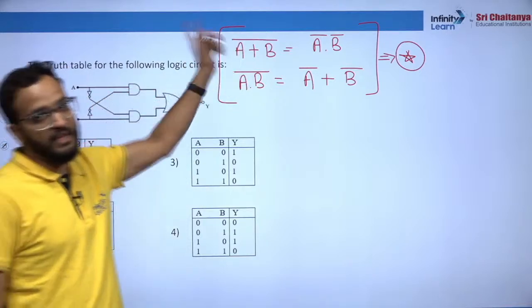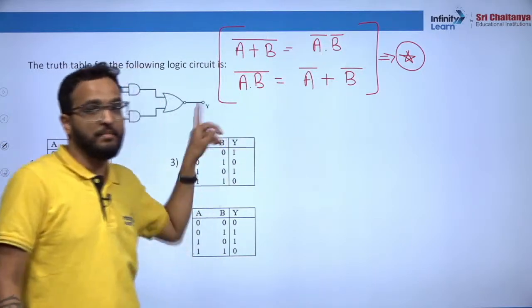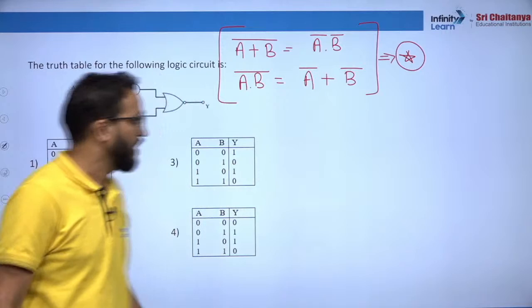Is it clear? So A plus B bar will be A bar dot B bar and A dot B whole bar will be A bar plus B bar, right? So let's move ahead now.